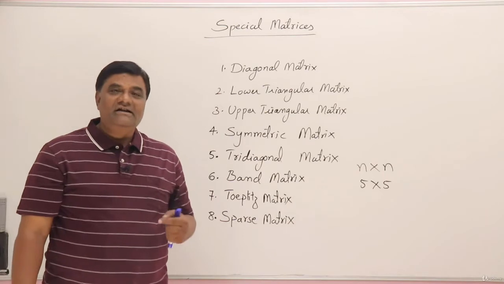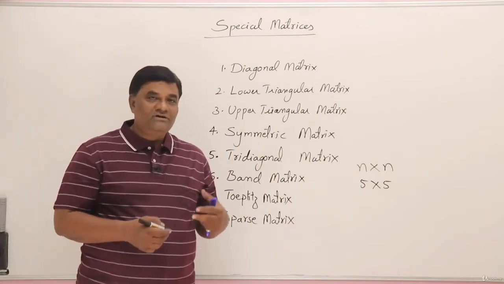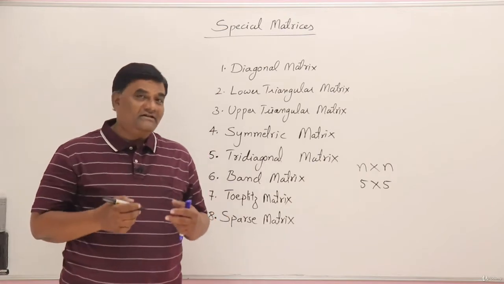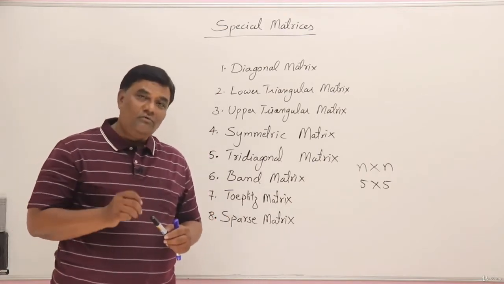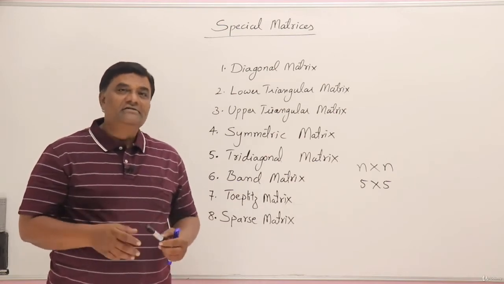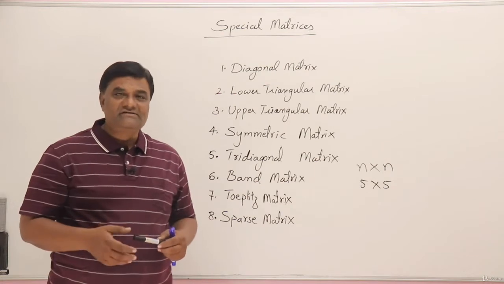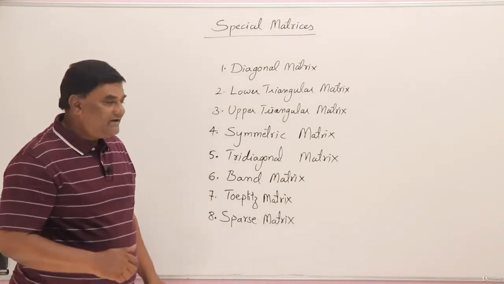And the second thing is they have a large number of zero elements. If there are more zero elements, then we can handle them specially and store only the non-zero elements and avoid storage of zero elements, so that space can be saved as well as computation time can be saved. So we'll be learning about all these matrices one by one.